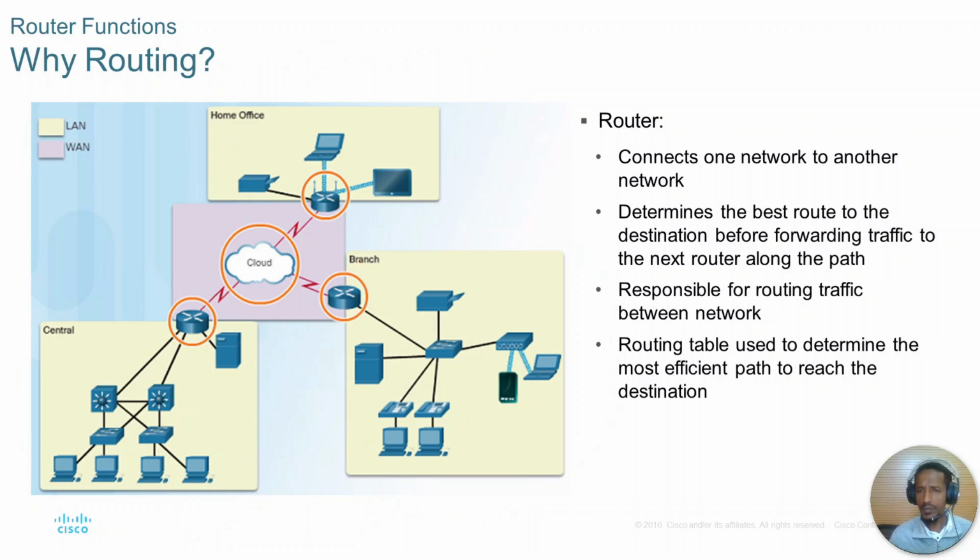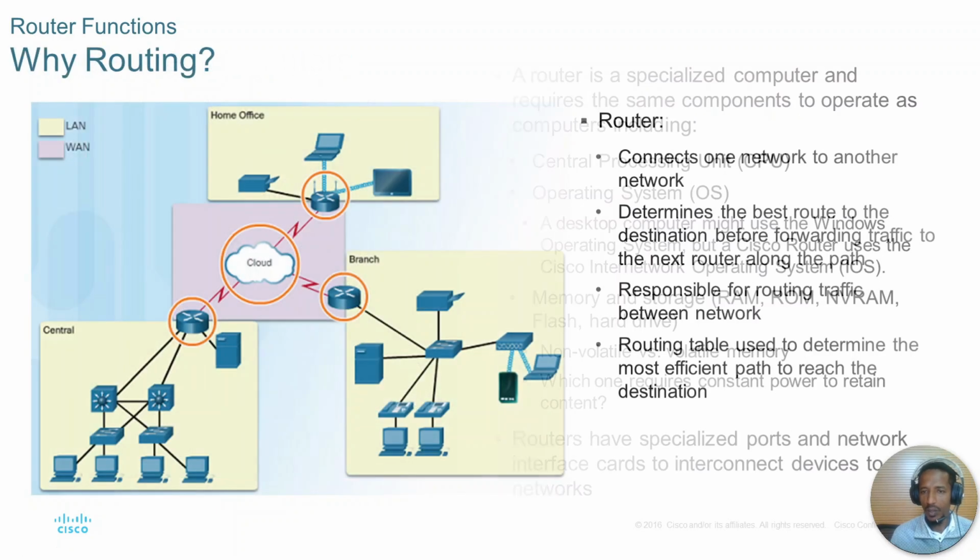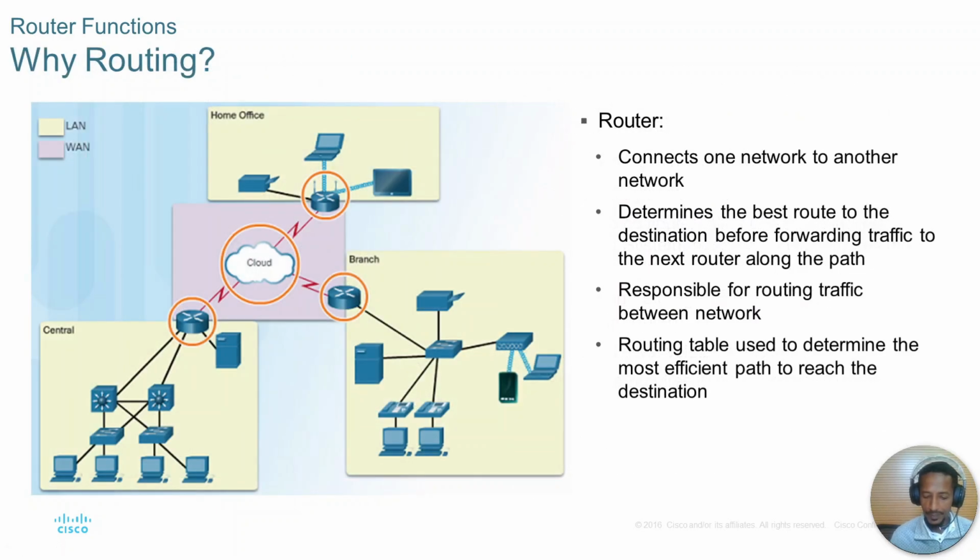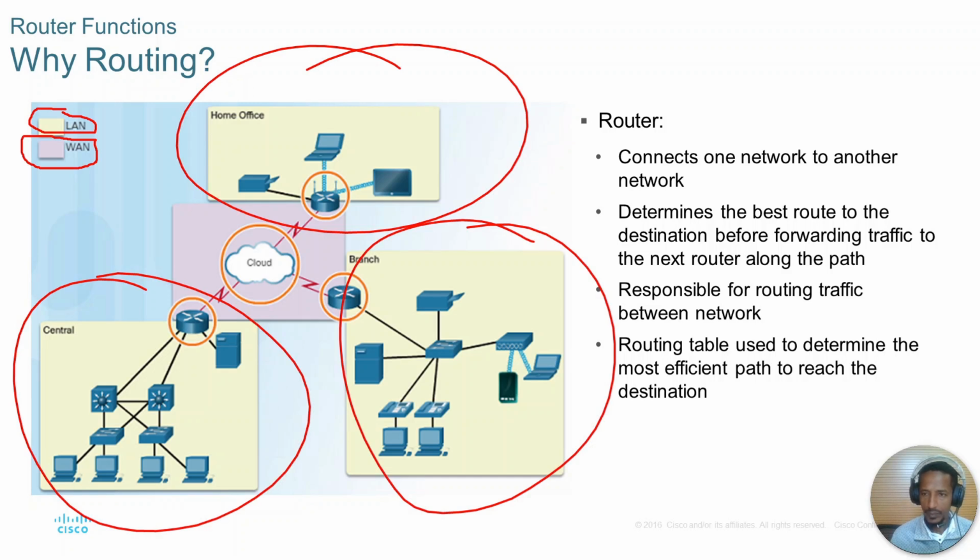So the basic purpose of a router is connecting one network with another network. How do we differentiate between one network and another network? Let us see what that is going to do.